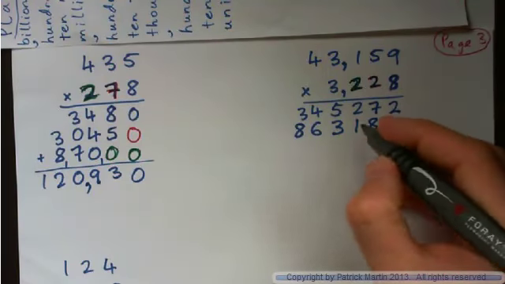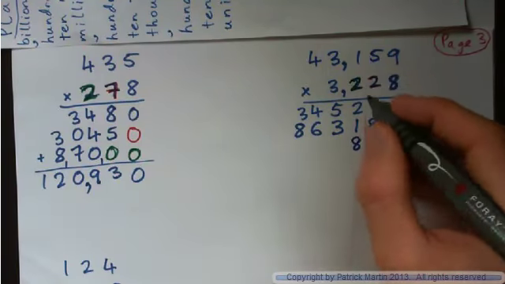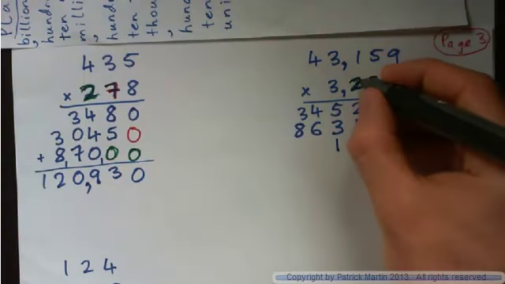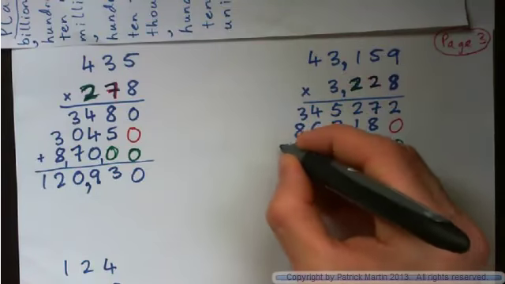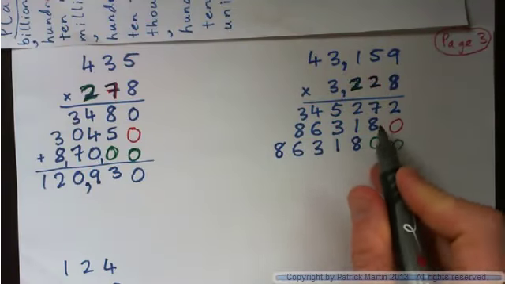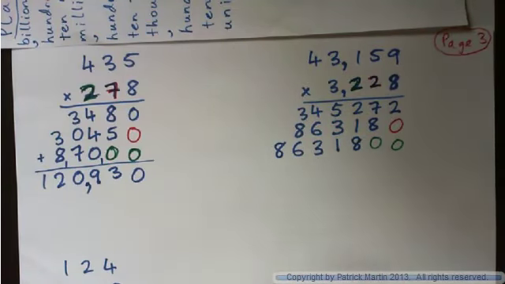So once again, 2 times 9, 18, carry 1. 2 times 5 is 10, and 1 is 11. 2 times 1 is 2, and 1 is 3. 2 times 3 is 6, and 2 times 4 is 8. So it's the same digits as the last time, right? 8, 6, 3, 1, 8.